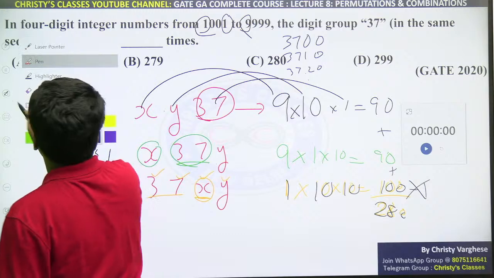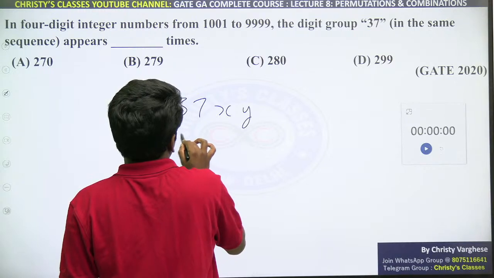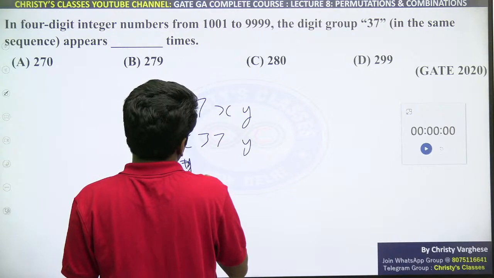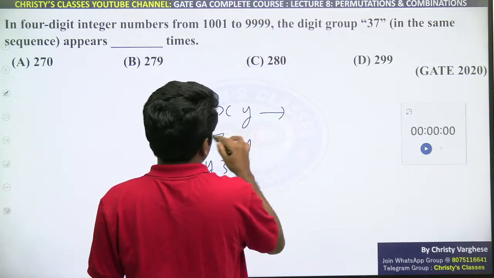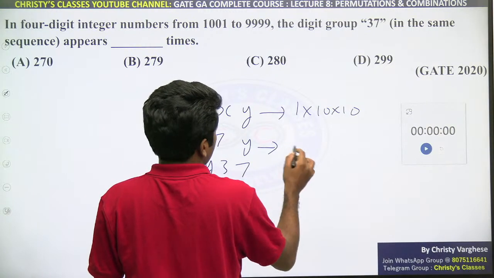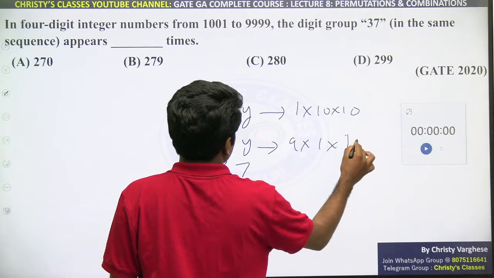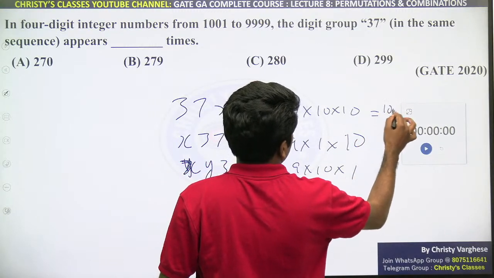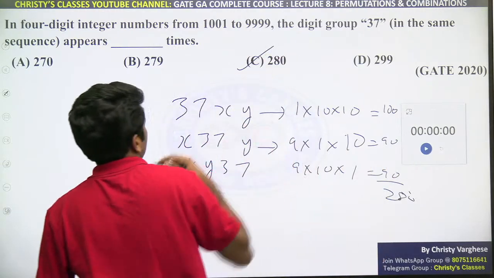I am summarizing one more time. 37xy is possible. x37y is possible. xy37 is also possible. 37xy has 1 into 10 into 10 possibilities. x37y has 9 into 1 into 10 possibilities. xy37 has 9 into 10 into 1 possibilities. So 100, 90, 90, 280 possibilities. That is what I have explained.